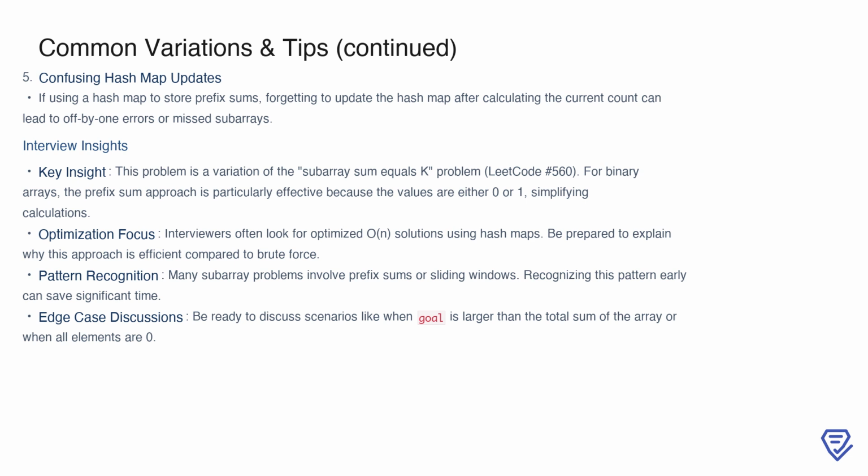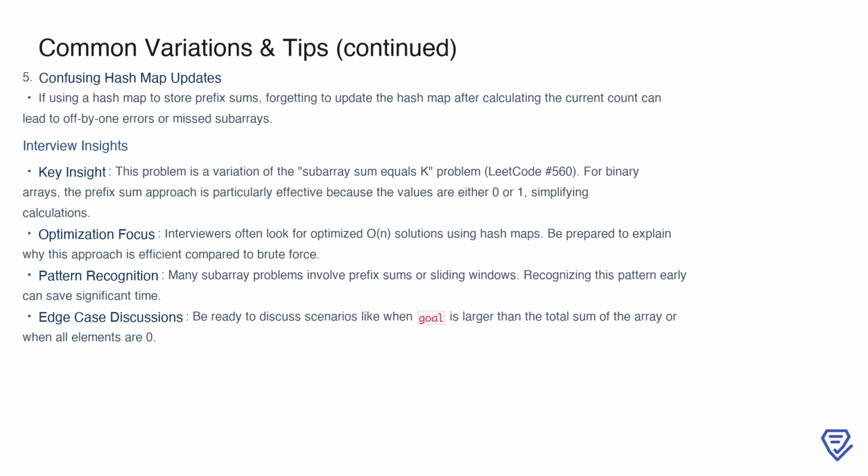From an interview perspective, one key insight is that this problem is a variation of the subarray sum equals k problem, which is LeetCode number 560. The binary nature of the input array simplifies calculations, making the prefix sum approach particularly effective. Interviewers often focus on your ability to optimize the solution to O(n) using a hash map. Be prepared to explain why this approach is efficient compared to brute force methods and how it avoids unnecessary computations.